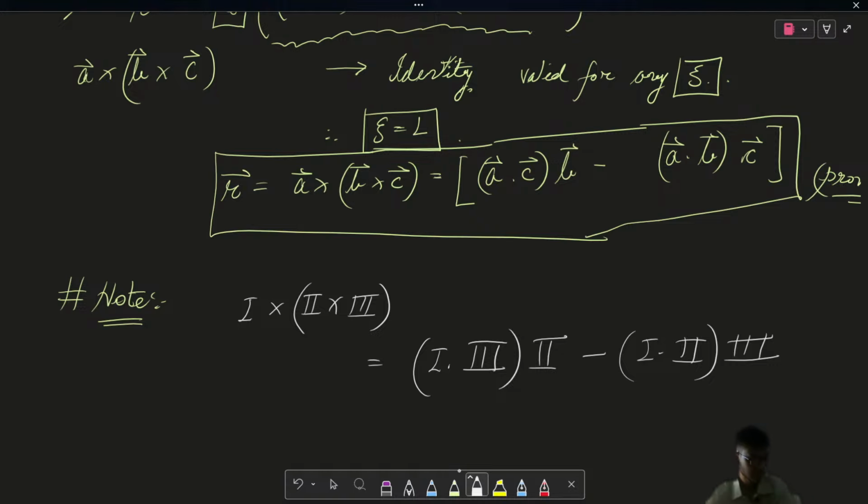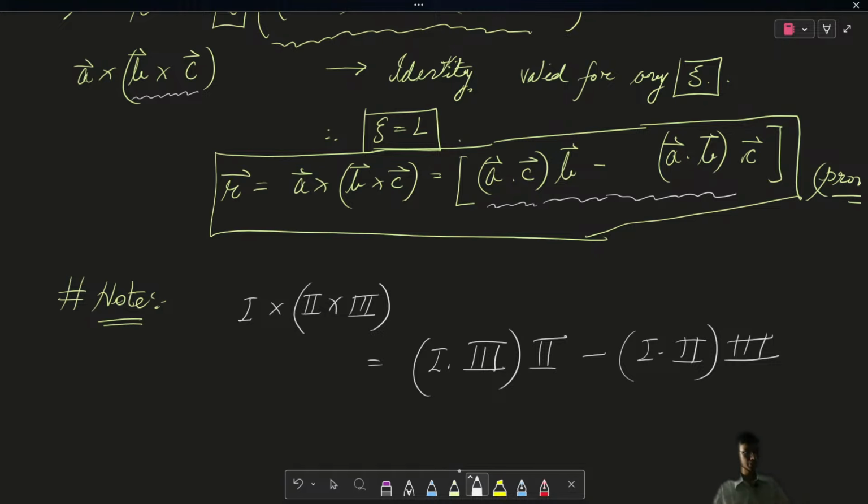Alright, so this is how you can remember this particular result. Now let's try to understand some more geometric implications of this vector triple product. This expression gives a result which is a linear combination of the B and C vectors. So the vector triple product yields a vector which is coplanar to B and C. Whatever is placed inside the bracket, the final vector will be coplanar to those vectors.